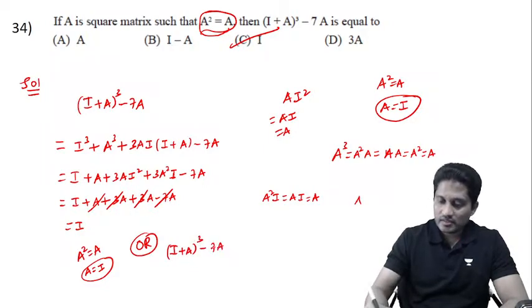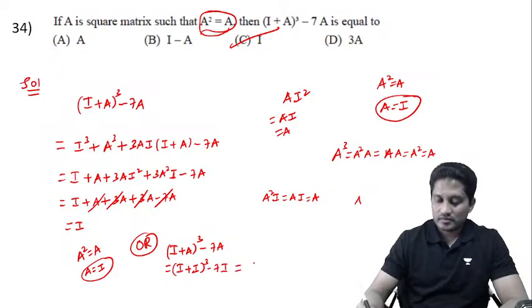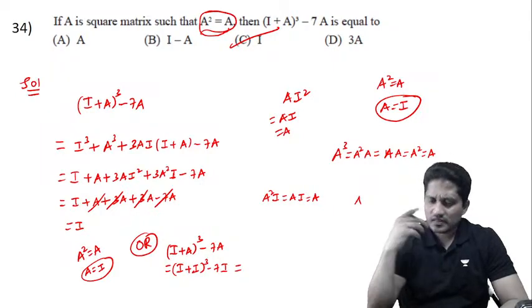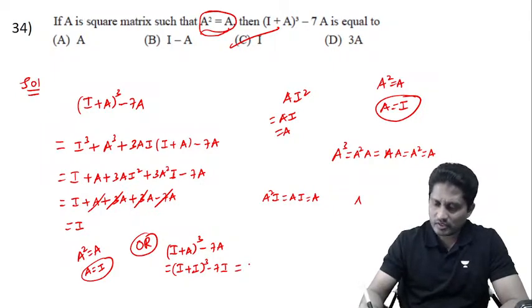minus 7A. Now if I write this is I plus I the whole cube, minus this is 7 into I. A is equal to I. This is 2I the whole cube minus 7I. A should be identity, right? Yes, this is equal to 8I. 2 plus 2, the whole cube is 8I. 8I minus 7I, which is equal to I only. This I is same as A.